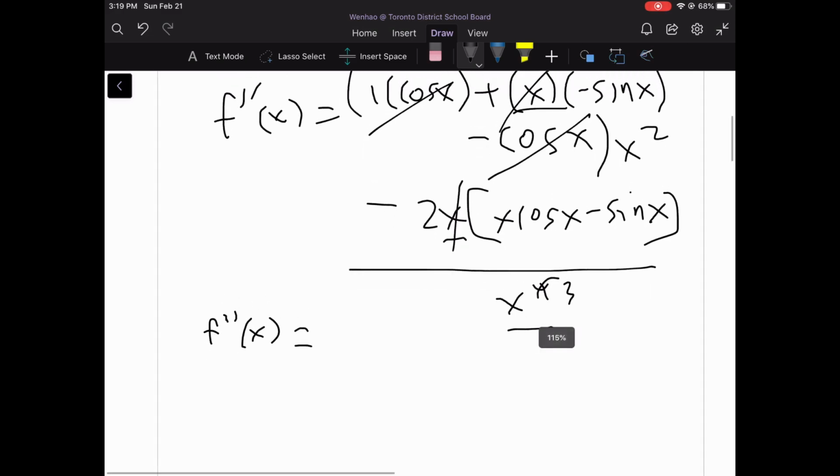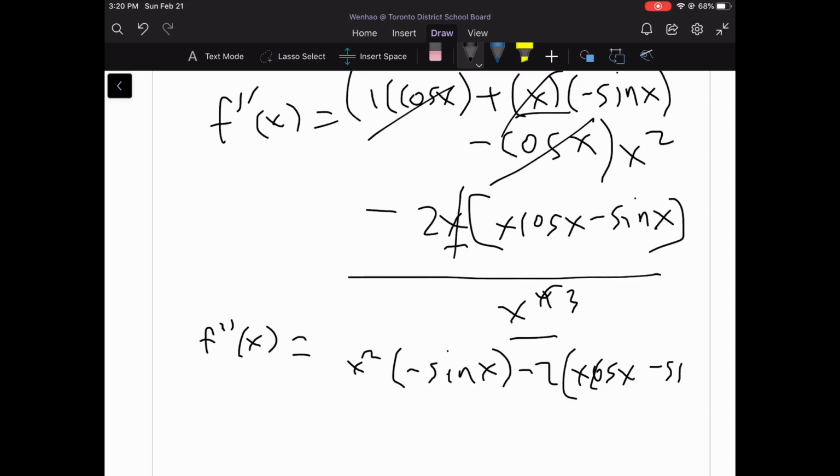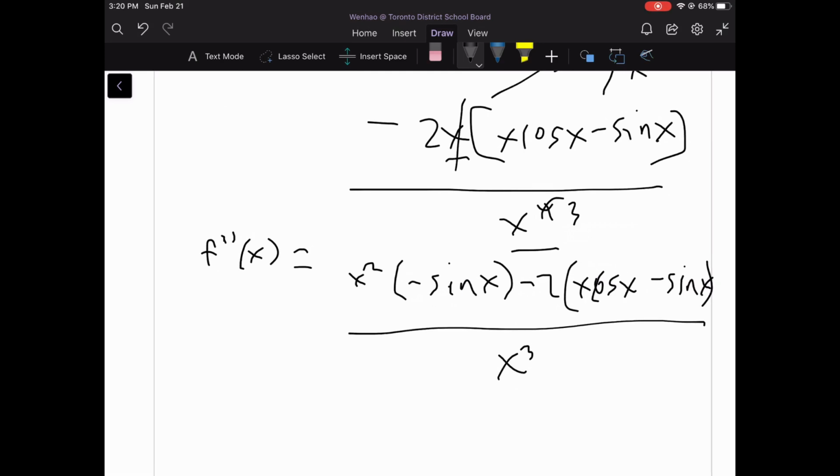Alright, so let's rewrite this. This is equal to x squared negative sine x minus 2x cos x minus sine x. Alright, and the whole thing is over x cubed. And you solve for this equation equal to 0. And the numerator is equal to 0. This equation is really hard to solve.